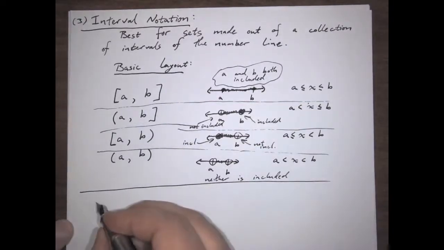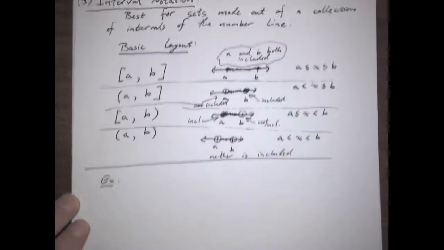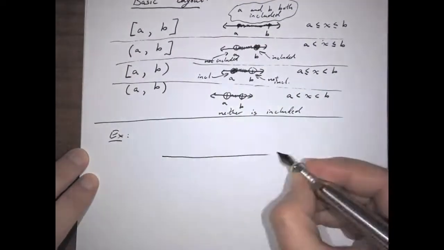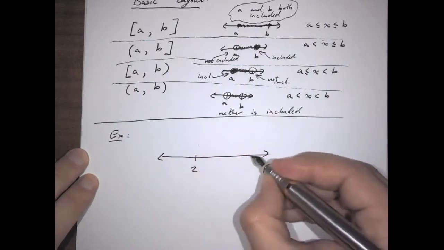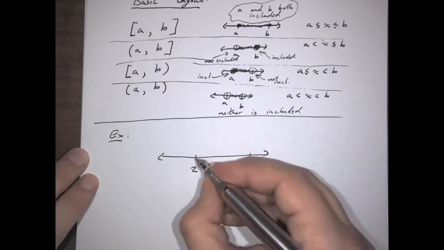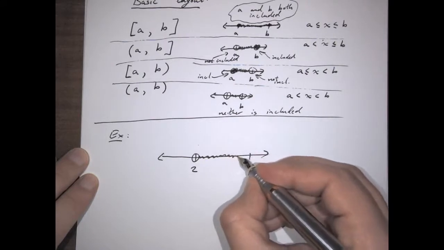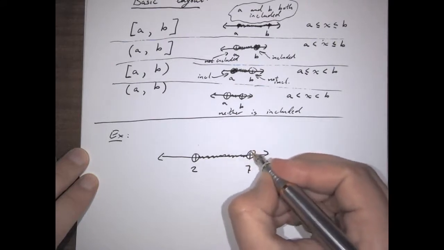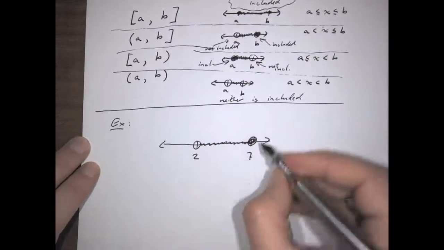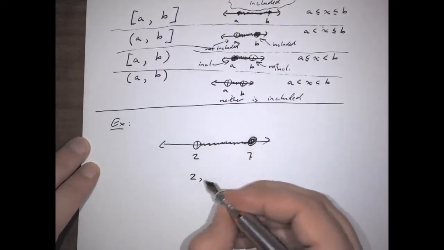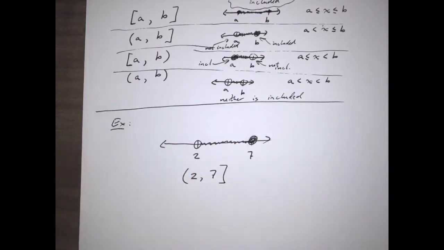So as an example, let's say that we were talking about a set along the number line that started at 2, went to 7, and let's say that the 2 was not included and that the 7 was. Then the way we would write that is (2, 7].